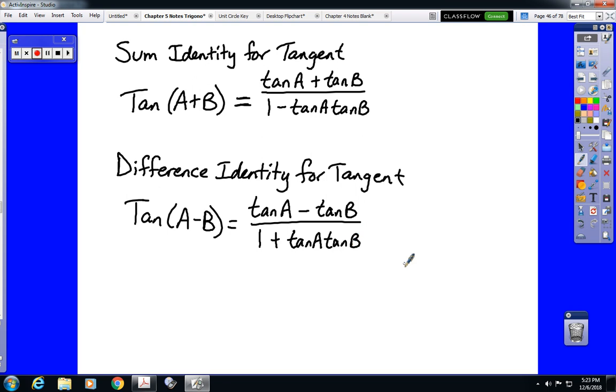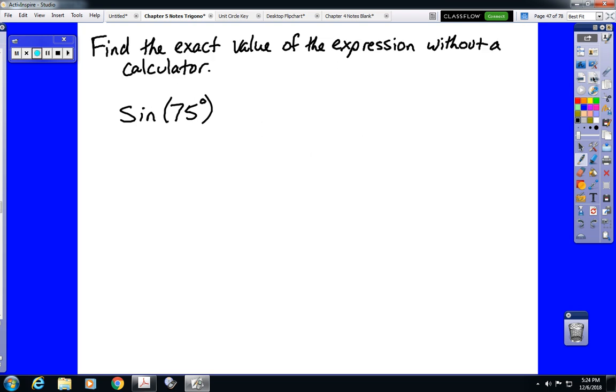So we now have a total of 6 identities here that we are going to be using to solve problems. The sum and difference identities for sine, the sum and difference identities for cosine, and the sum and difference identities for tangent. Now the examples in this section stick to sine and tangent, but these same exact problem types could appear in our cosine section. So we need to be prepared for that.